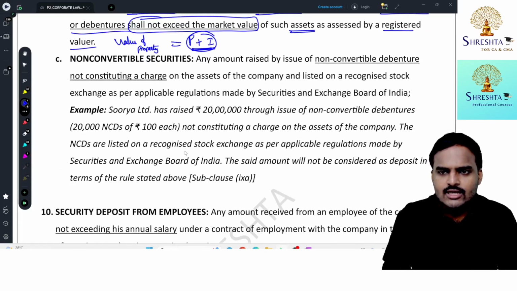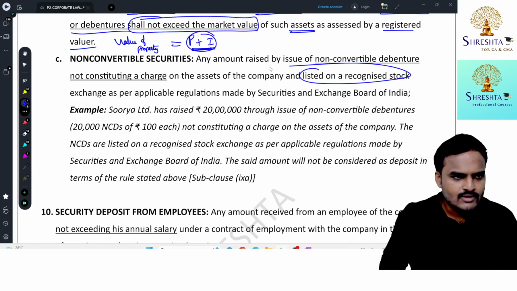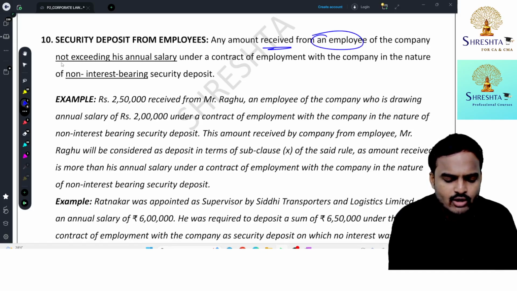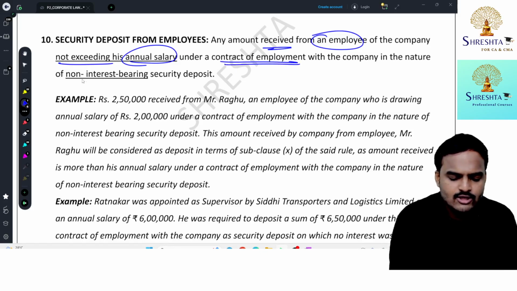Non-convertible securities, however, listed on a recognized stock exchange, then also not a deposit. Clear? Next one, security deposit from employees. Any amount received from an employee of the company not exceeding his annual salary under a contract of employment with the company in the nature of non-interest bearing security deposit.